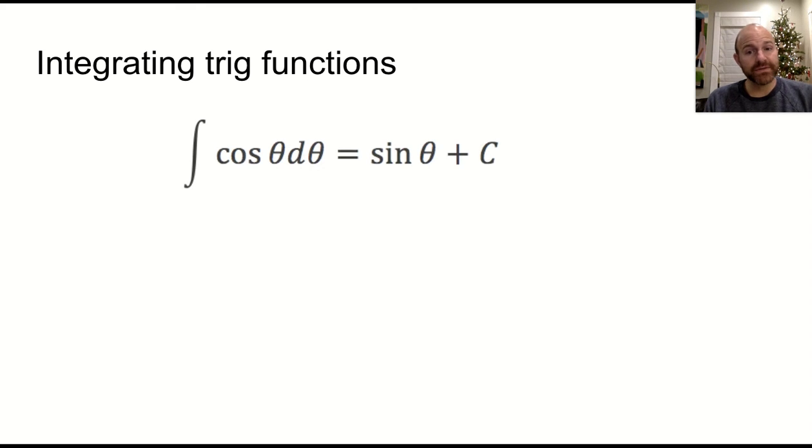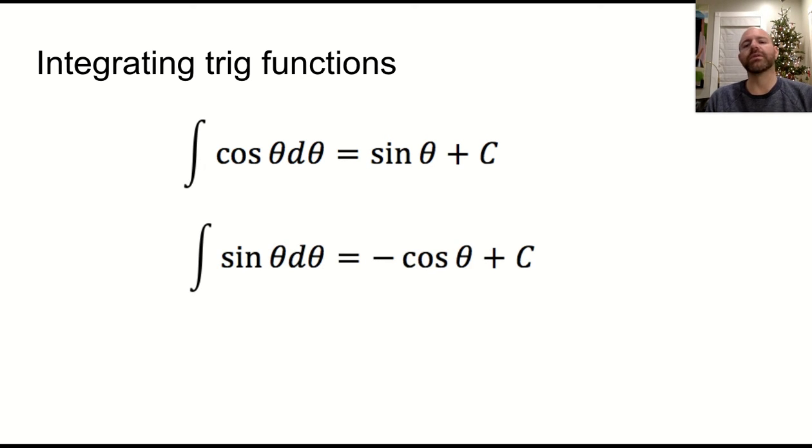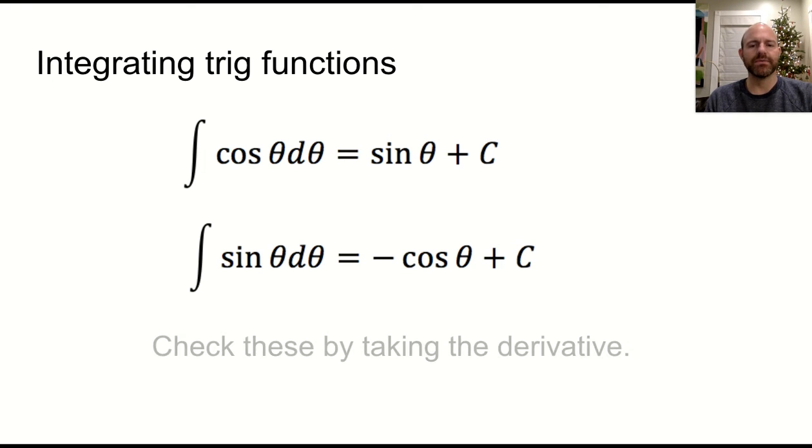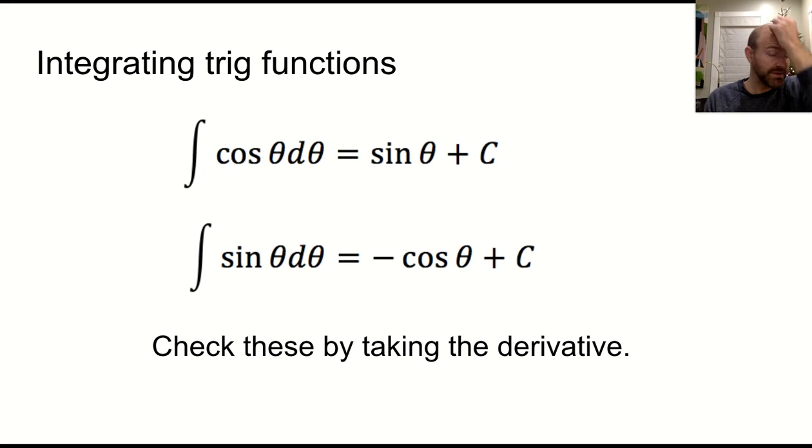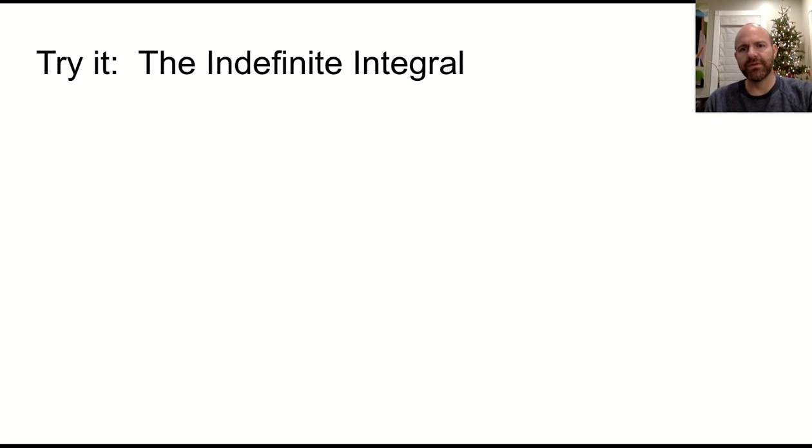If you have trig functions, they follow their own special rules, but the integral of cosine theta with respect to theta is sine theta plus a constant. The integral of sine theta with respect to theta is the negative of cosine theta plus a constant. And we can, again, take the derivative to check them by using our rules for derivatives.